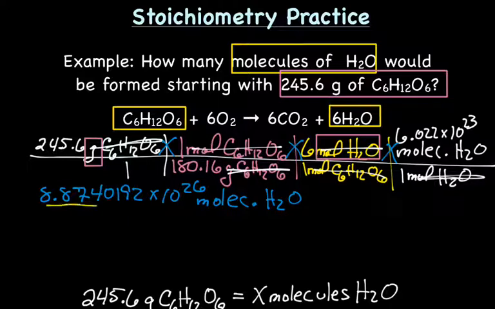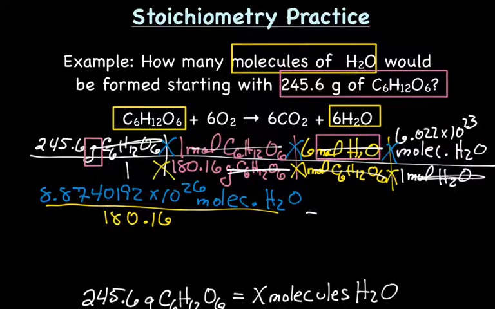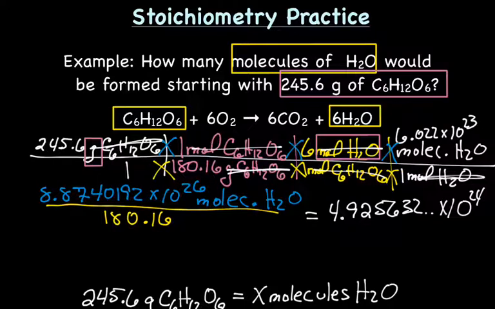And when I multiply across the bottom, I got 180.16. So from here we divide, and I got, when I divided, let's see, 4.925632, etc., times 10 to the 24th molecules H2O. And the last step is sig figs.